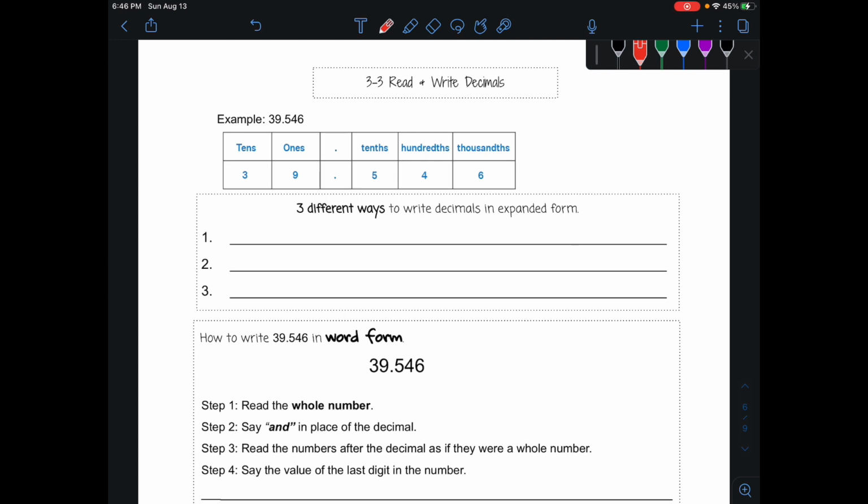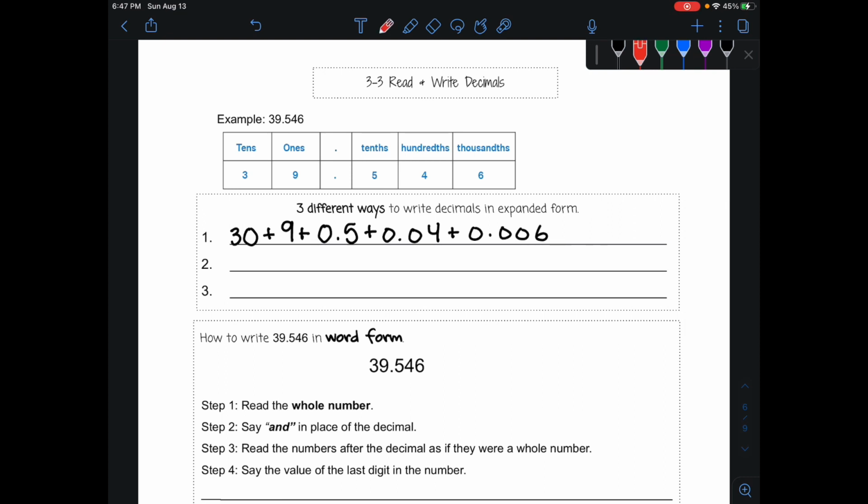So there are actually 3 different ways to write this decimal in expanded form. I'll show you. So the first way is the normal way that we are usually all taught. So we got 30, and then we have 9, and then we have 0.5, 0.04, 0.006. All right, that's one way.